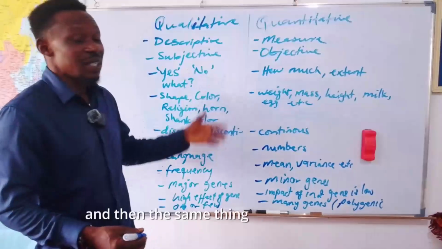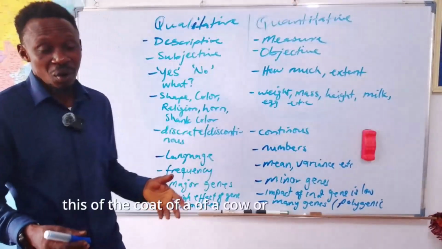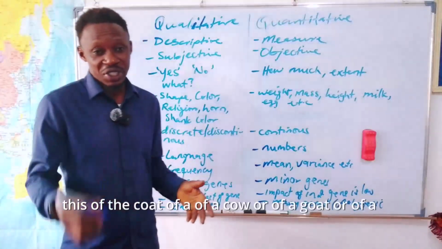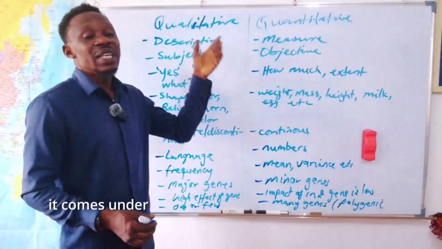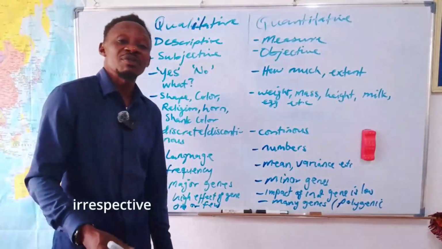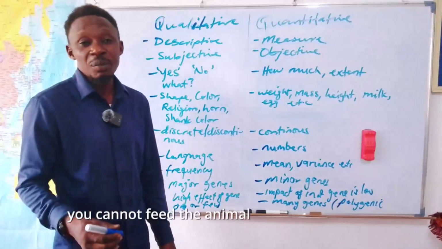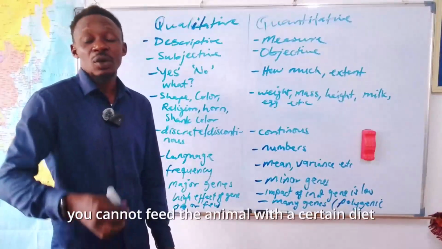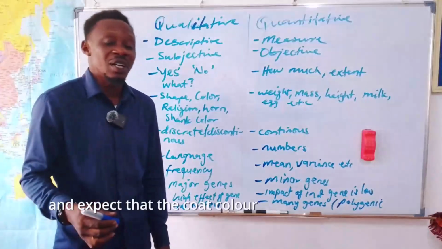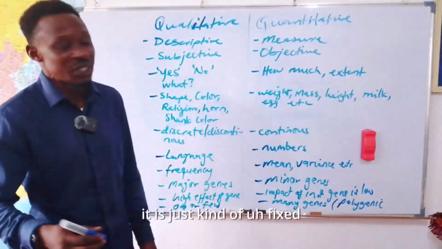And then the color of the coat of a cow or of a goat or of a sheep comes under little or no environmental impact at all. The color is fixed irrespective of the prevailing environmental condition. You cannot feed the animal with a certain diet or excessively and expect that the coat color will change from red to white. No, it is just kind of fixed.